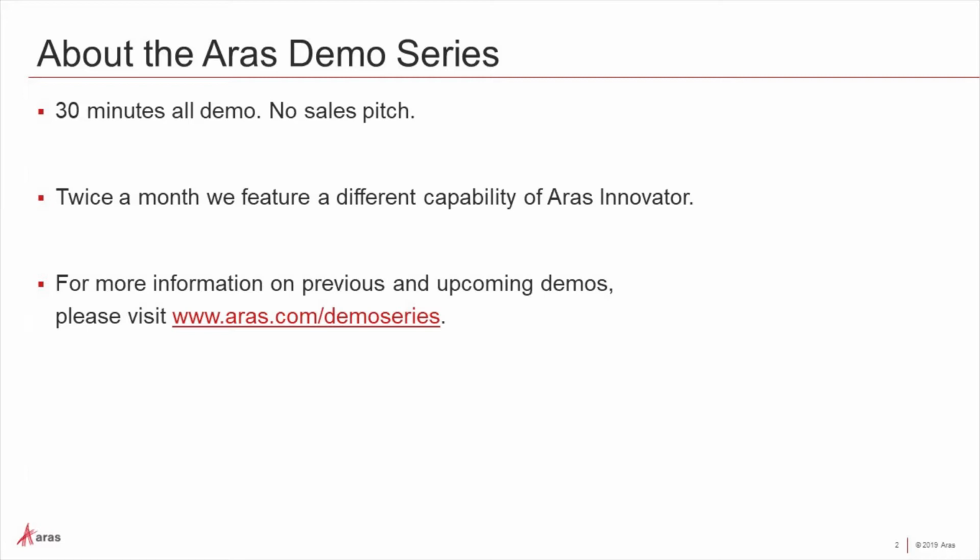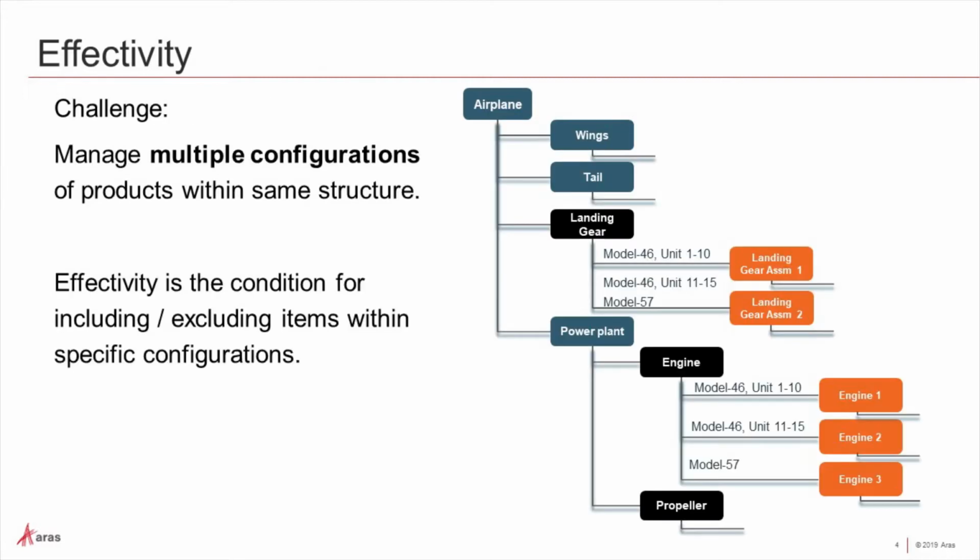Let's start with the business problem we aim to solve. Many products come in multiple configurations. Trying to manage each configuration uniquely in a separate structure is not very efficient. The more effective way of managing such product data is to maintain a single structure and identify the differences in the structure through the use of Effectivity. So Effectivity is the condition for including or excluding certain items from a given configuration.